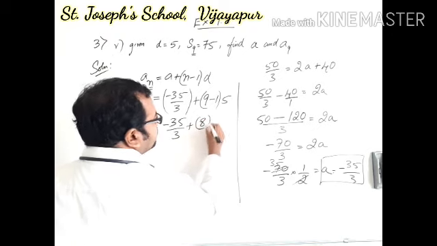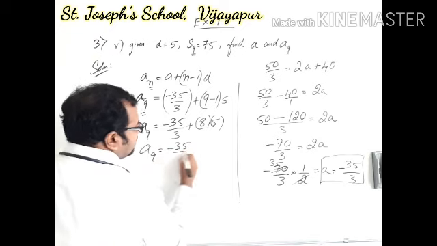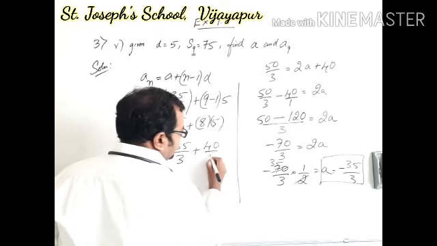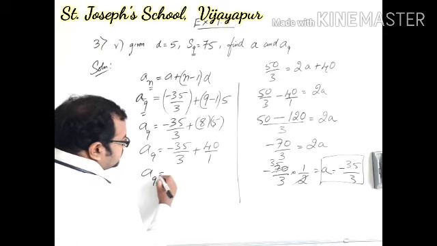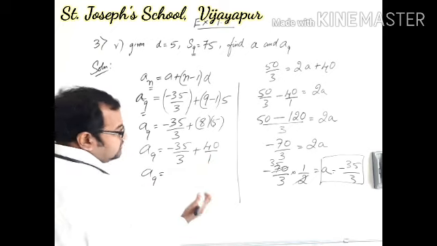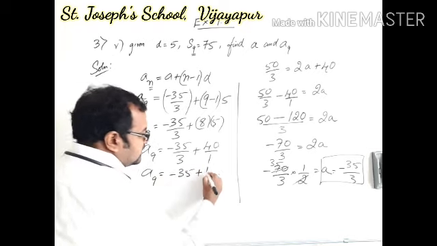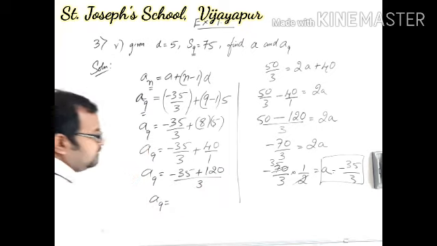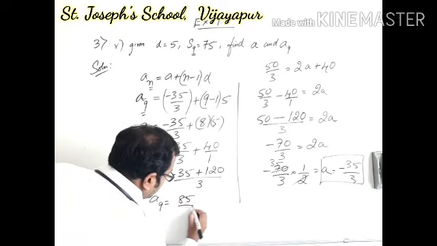which is 8, 8 into 5. A9 is equal to minus 35 upon 3 plus 40. And again, when 40 is not a fraction, we can always consider it as 40 by 1. Next, a9 is equal to, this time again the same trick, minus 35 into 1, minus 35, plus 40 into 3, which is 120, divided by 3. The final solution will be 120 minus 35, that is 85, so 85 upon 3.